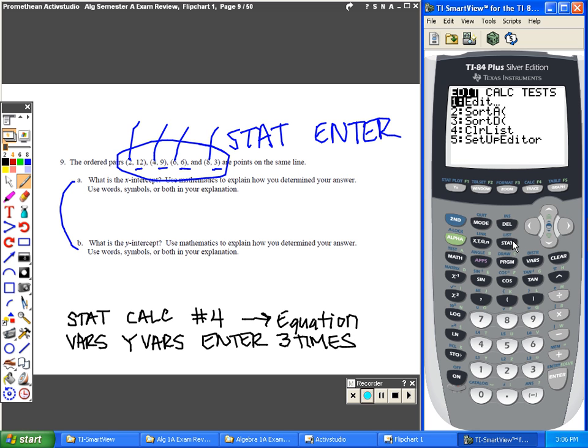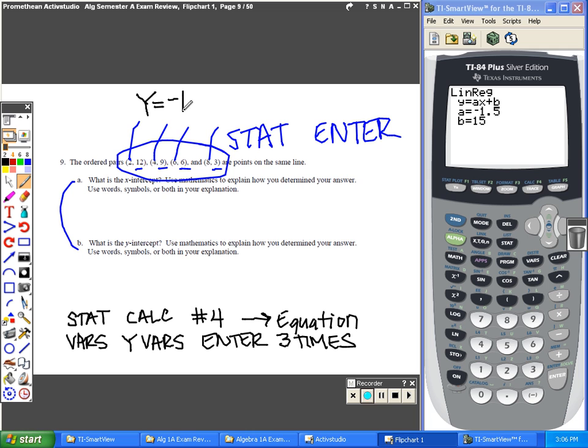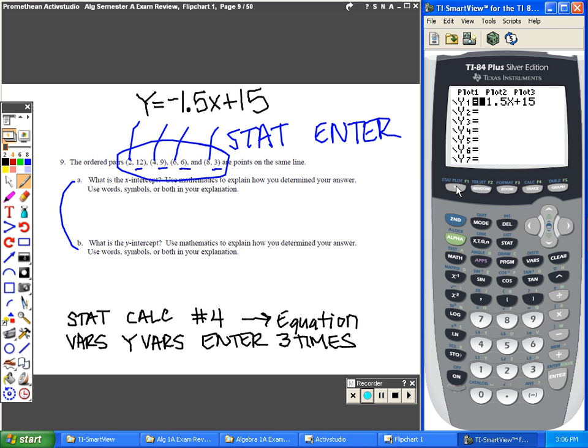Stat, Calculate. Go down to number 4, push enter, just once. Now hit Vars, Y Vars, which is over to the right, and then hit enter 3 times. Now that's my equation, and to be honest, I really want to write that down. Y is equal to negative 1.5x plus 15. And if you push y equals, you'll see that that equation is also typed into your y equals already. Now, go into the table by hitting Second, Graph. Those are all your answers. If you want to see what the graph looks like, just hit Graph.